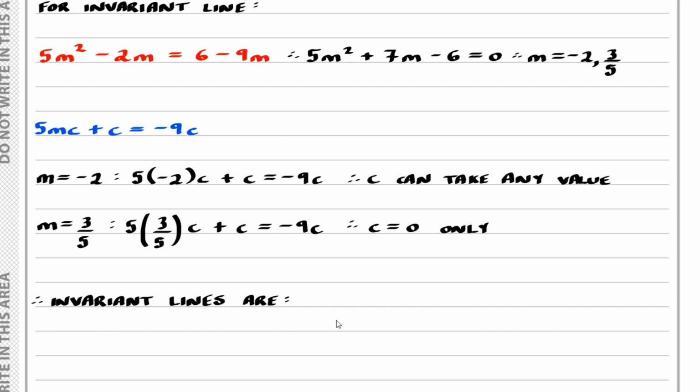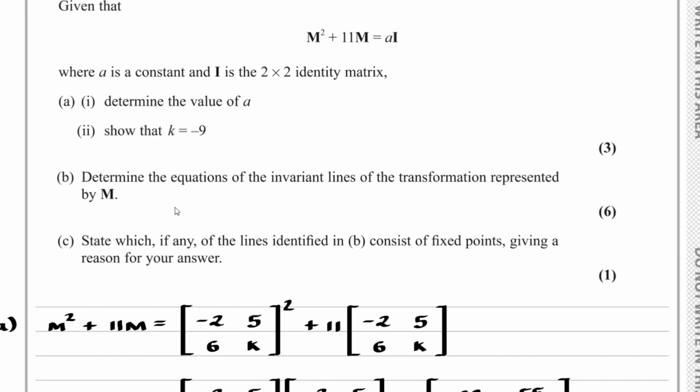So for our invariant lines, we have y equals 3/5 x plus 0c, which is just y equals 3x over 5. And what we also have is y equals negative 2x plus c. These are our invariant lines. Part C, state which, if any, of the lines identified in Part B consist of fixed points, giving a reason for your answer.